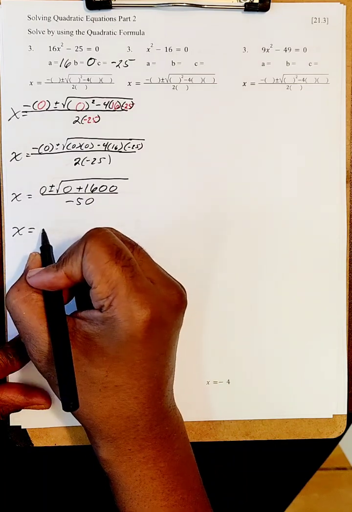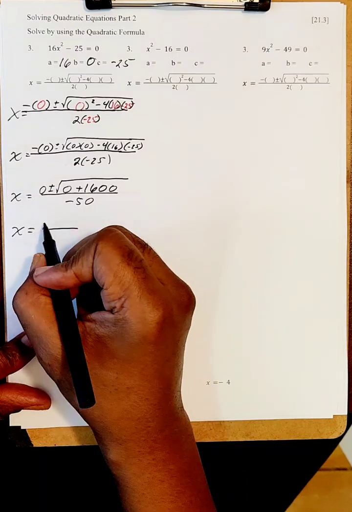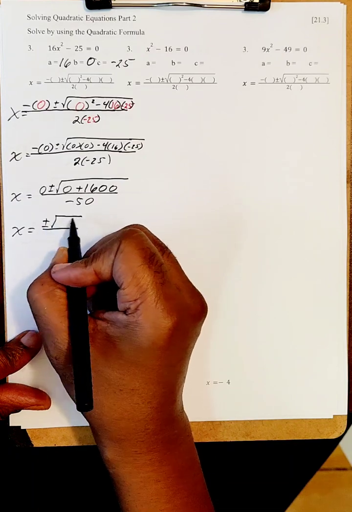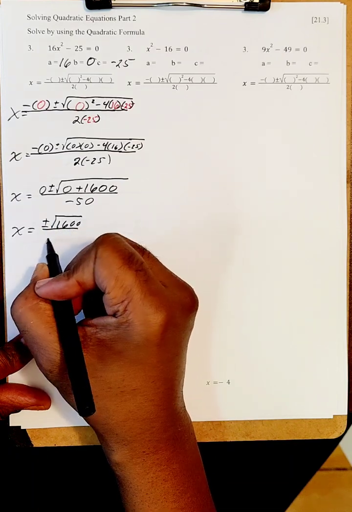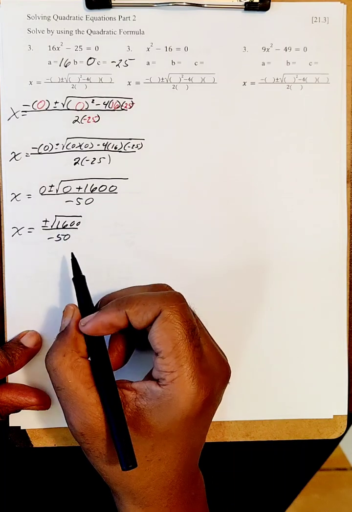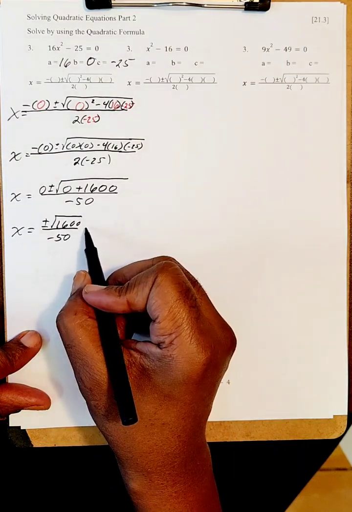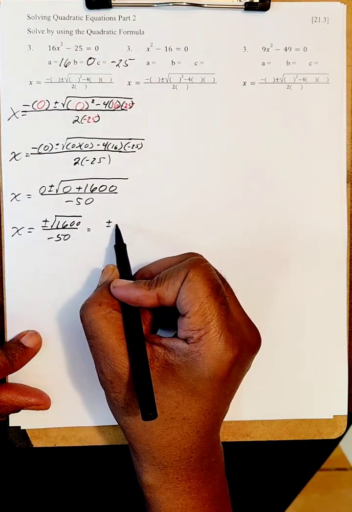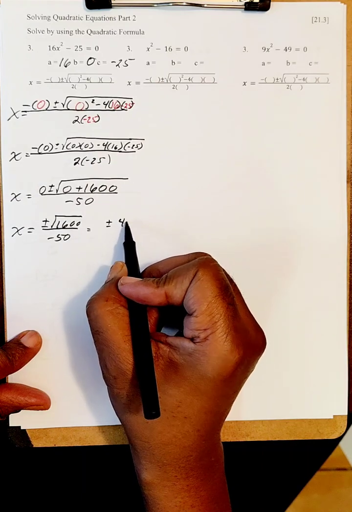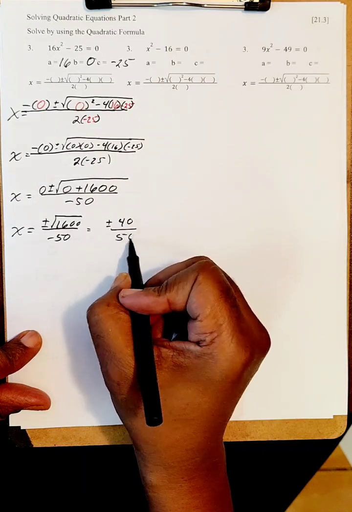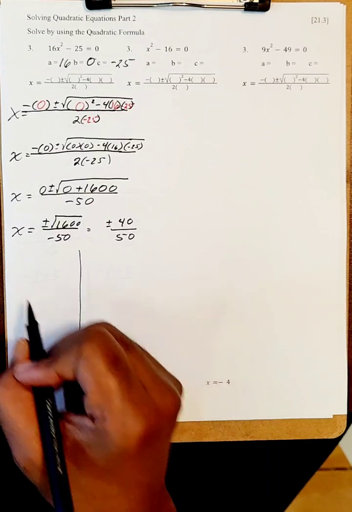So now we have x is going to equal, we can remove the 0, plus or minus the square root of 1600 over negative 50. Well, the square root of 1600 is going to be 40. So we now have 40 over 50. And we can split this up in two pieces.